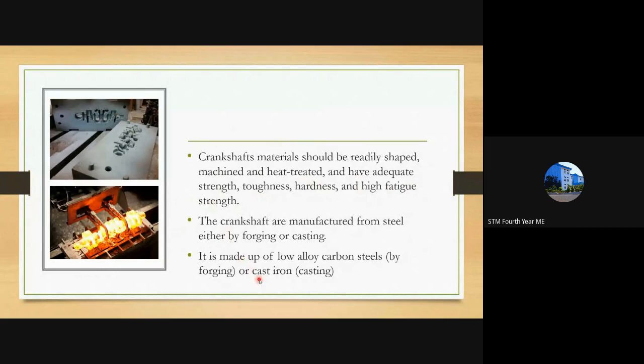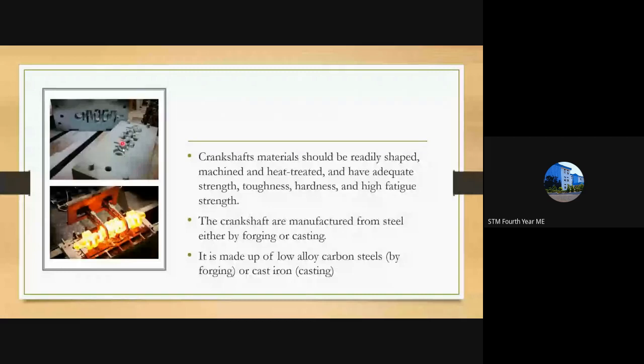Commonly used crankshafts are cast iron crankshafts due to their high toughness and strength. Also, low alloy carbon steels are used. The procedures for the manufacture of the crankshaft are forging and casting. In forging, we use a tool and forge the crankshaft into shape. This is the forging procedure of the crankshaft. The most commonly used procedure is casting, wherein cast iron is melted and poured into this die. This is a die, and this die will be placed here, and molten cast iron will be formed here.